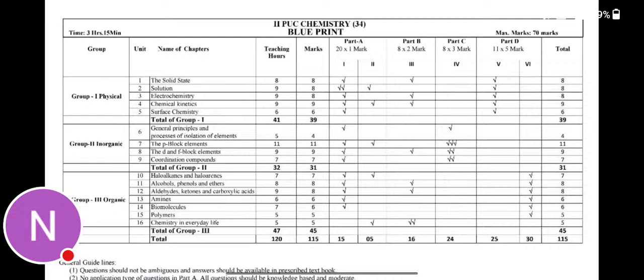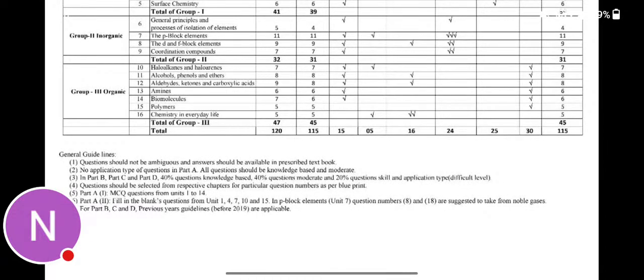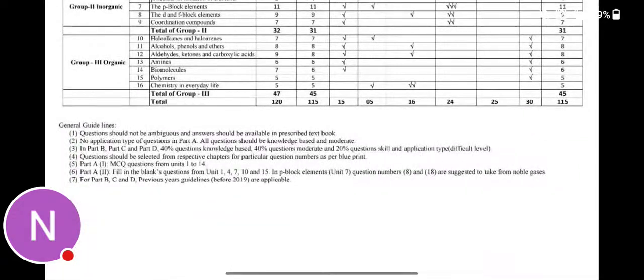Okay. And the guidelines are that questions should not be ambiguous and answers should not be available directly in the prescribed textbook. Answers should not be exactly as they are in the textbook. And no application type of questions in part A, all should be knowledge based or moderate. And in parts B to D, 40% questions are knowledge based, 40% are moderate, and 20% are skill, a little bit difficult level.